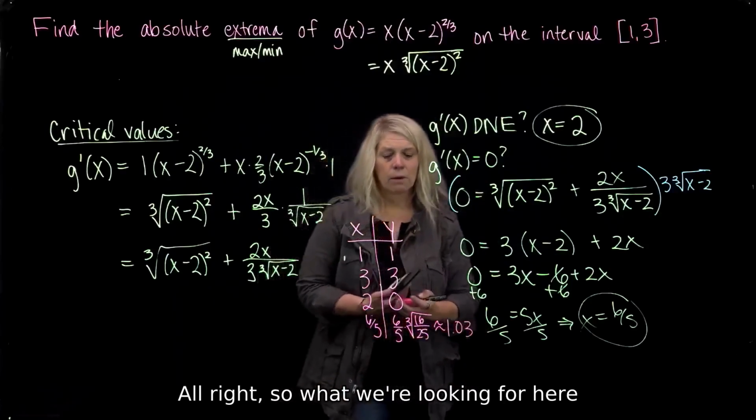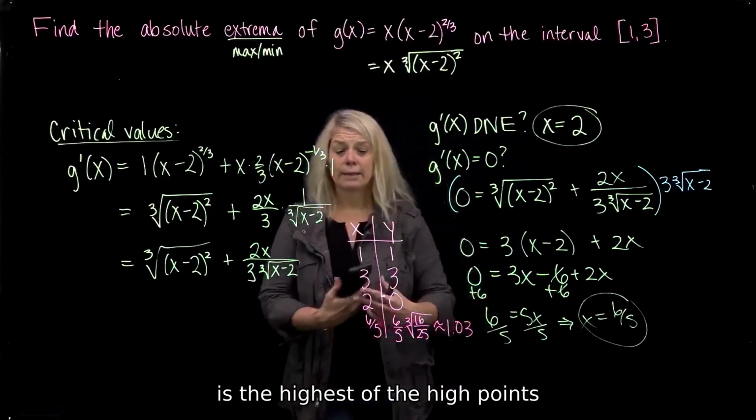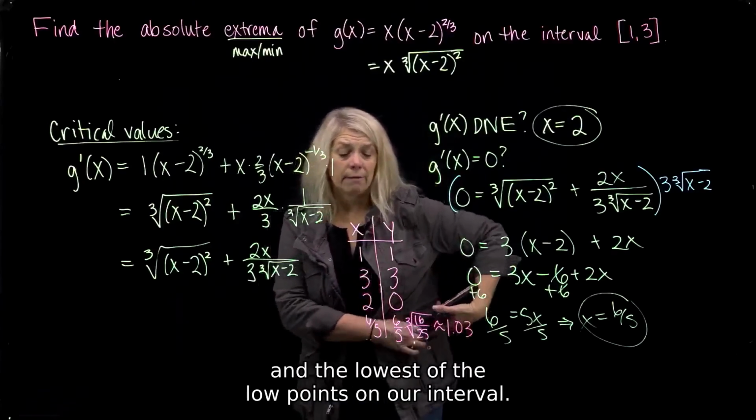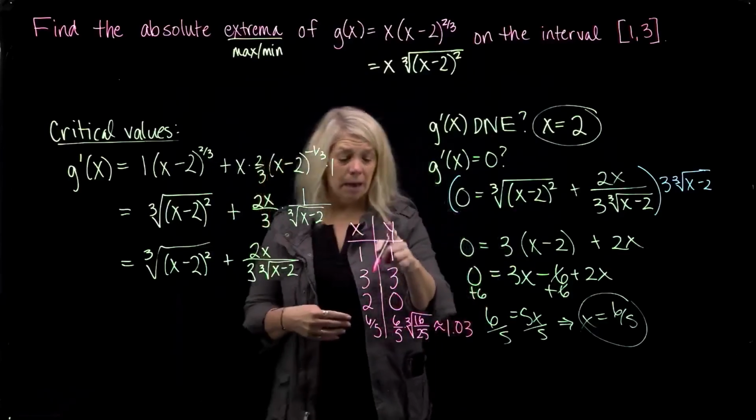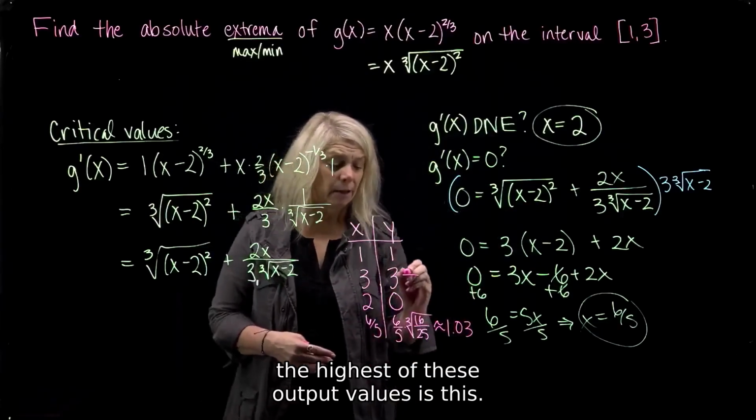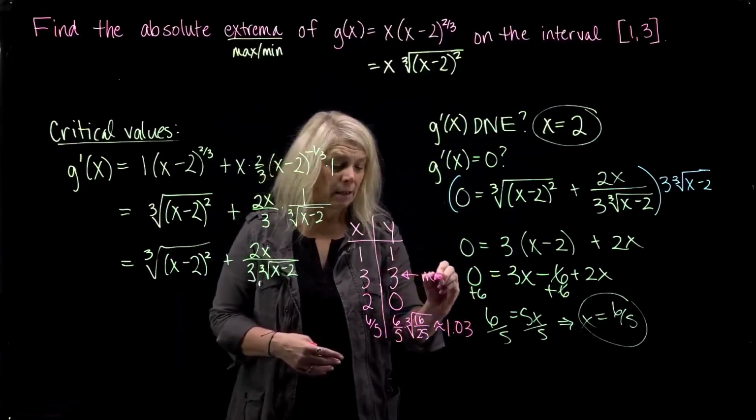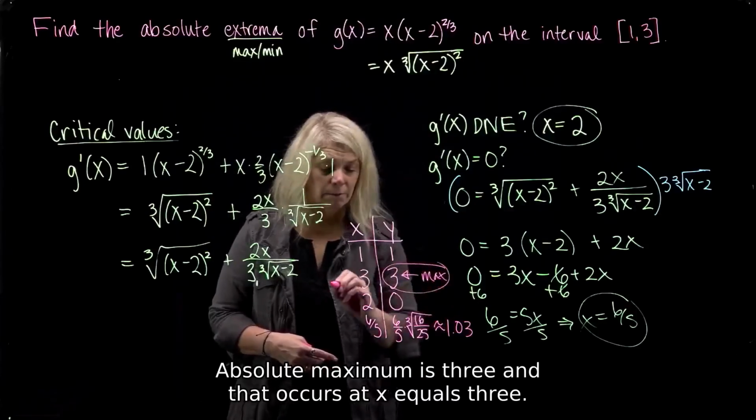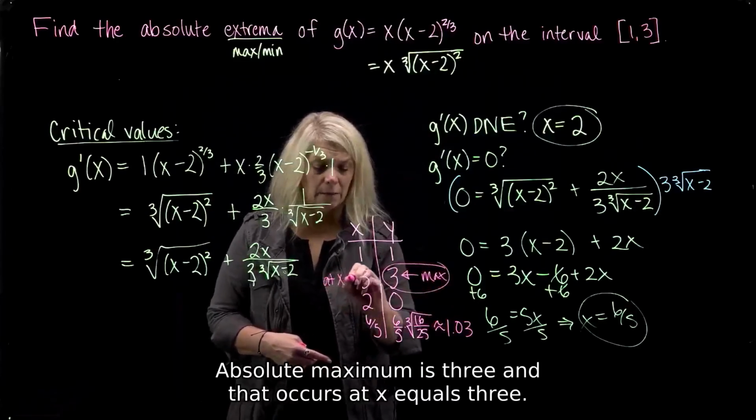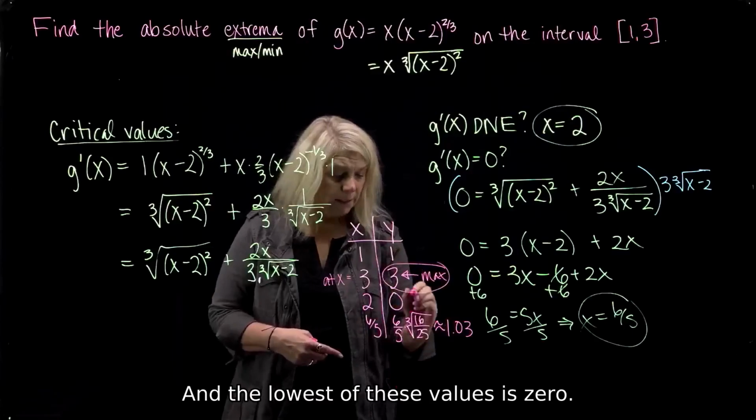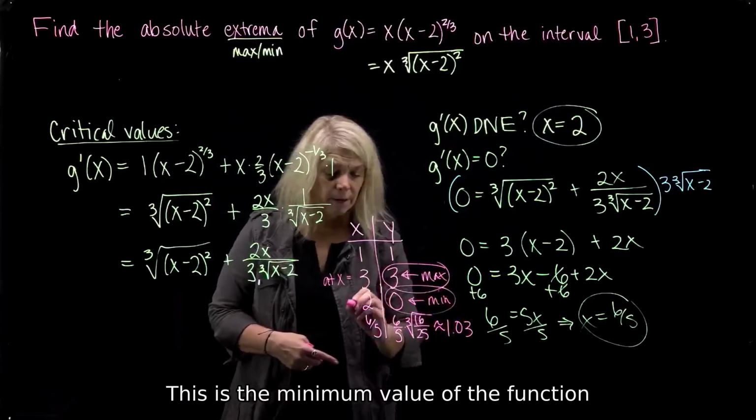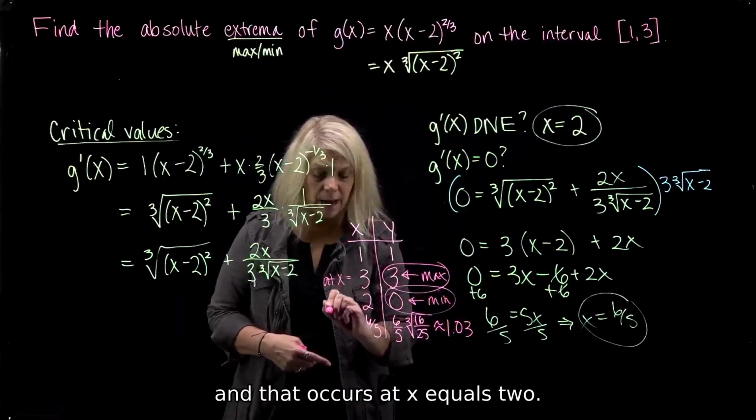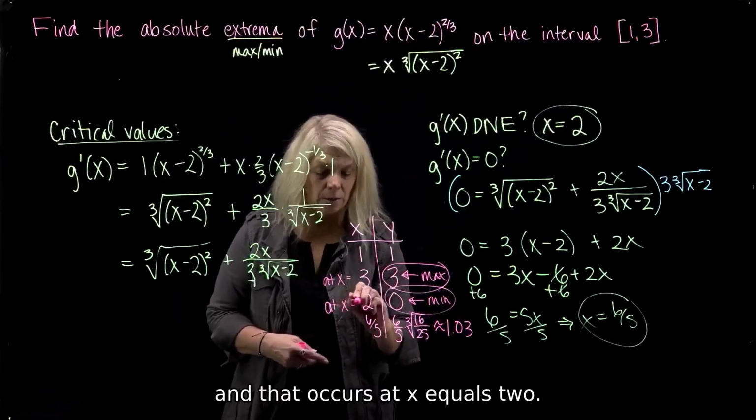All right, so what we're looking for here is the highest of the high points and the lowest of the low points on our interval. So the absolute maximum, the highest of these output values, is 3, and that occurs at x equals 3. And the lowest of these values is 0. This is the minimum value of the function, and that occurs at x equals 2.